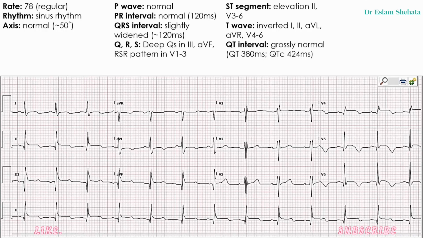And the QT interval, it looks grossly normal, and when we do the maths, the QTC comes out at 424, so that's fine. So my interpretation of this one is that this is a sinus rhythm with a right bundle branch block, and there are ST segment and T wave changes. Again, there are multiple differentials. Things to include would obviously be ischemia, pulmonary embolism, but it would depend on the history as well.